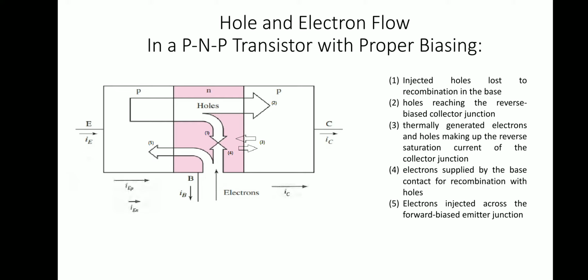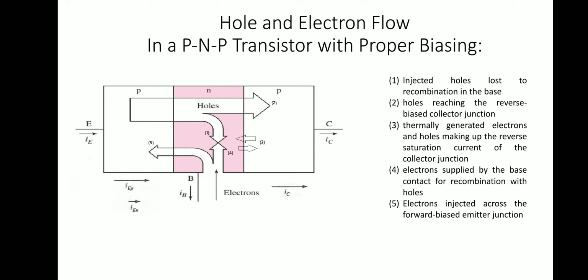The second requirement is that the current IE crossing the emitter junction should be composed almost entirely of holes injected into the base, rather than electrons crossing from base to emitter. So these are the requirements. First, the recombination rate should be less, and second, the current at the collector should be equal to the current coming from the emitter, which is due to holes only, and the current due to electrons should be less. Only then is it called a good transistor.